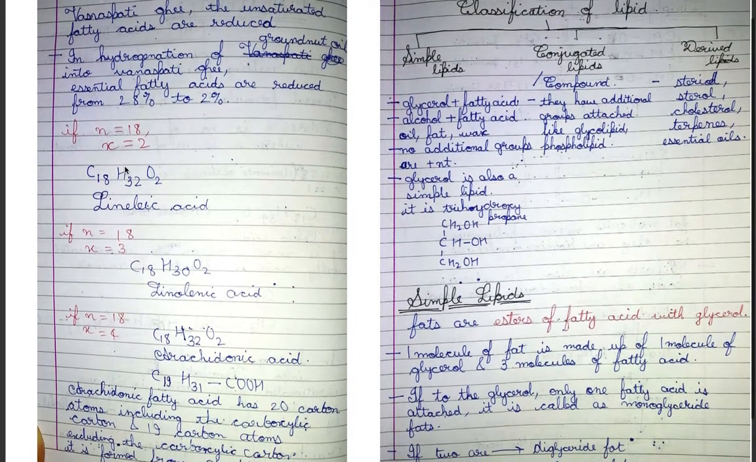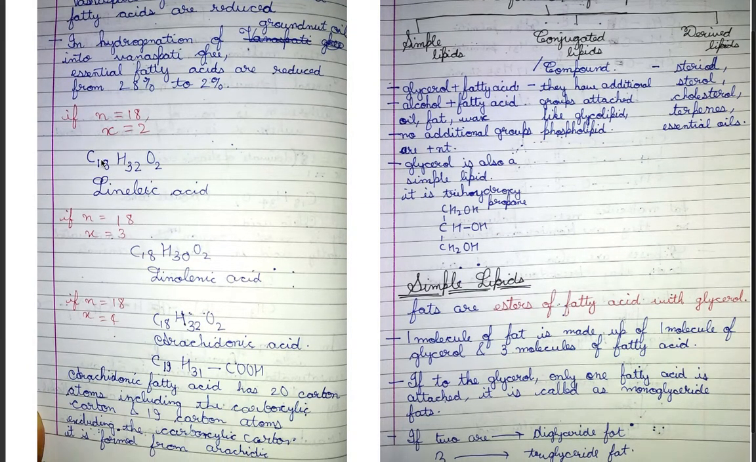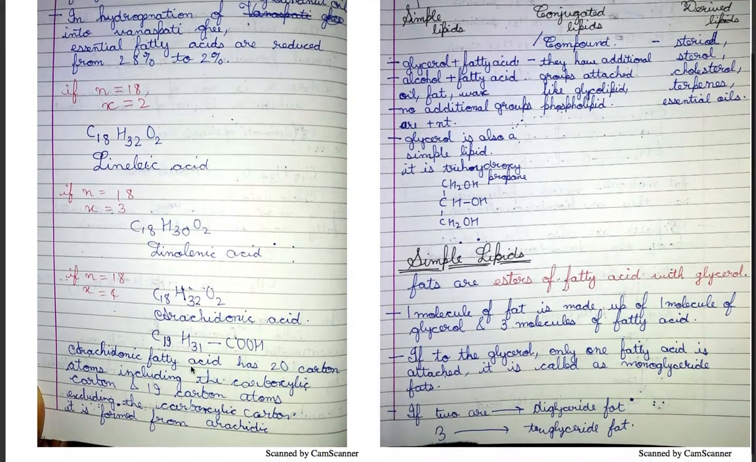Now if n equals 18 and x equals 2, then it is linoleic acid. Then if n equals 18 and x equals 3, it is linolenic acid. And if n equals 18 and x equals 4, then it is arachidonic acid. The formulas are very easy, they just need to be learned. Very easy, not very tough.